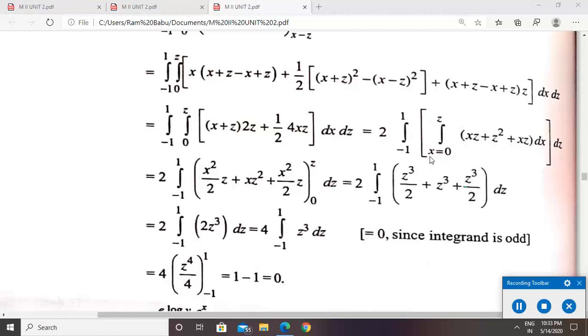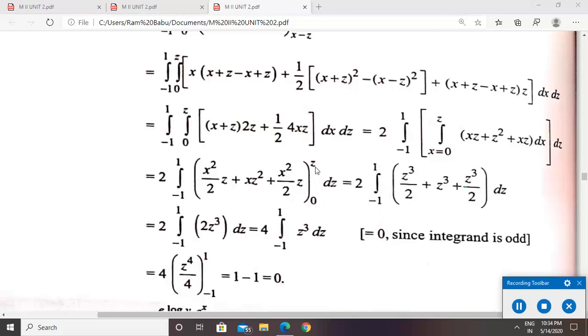Now since the limits are x equals 0 and x is equal to z, we have to integrate this function with respect to x. Integral value of x is x square by 2 into z, plus integral value of z square is z square x, plus integral value of x is x square by 2 into z, with the limit 0 to z, and 2 into the integral with the limits minus 1 to 1.